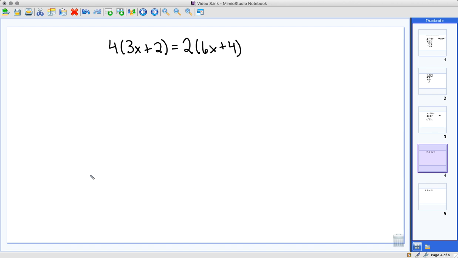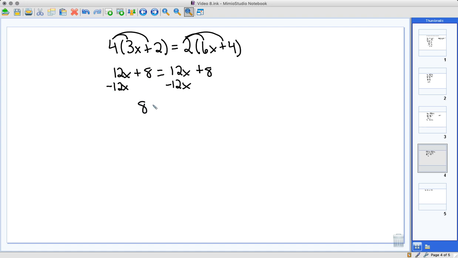All right, next one. This time we have to use distributive property twice. So 4 times 3x is 12x. 4 times 2 is 8. 2 times 6x is 12x. 2 times 4 is 8. So again, I'm going to get my variables on one side. So we're going to subtract 12x from both sides. So 12x minus 12x is 0, so I still have 8 on this side. 12x minus 12x is 0 on that side. I still have an 8 on that side.